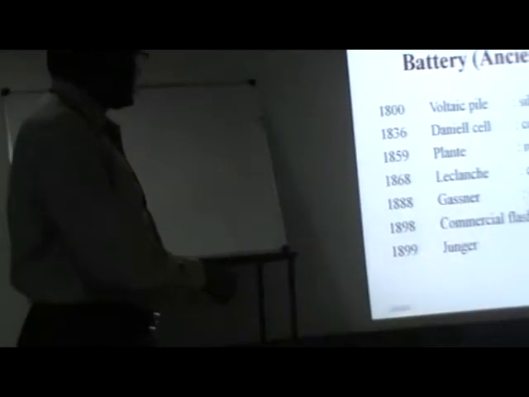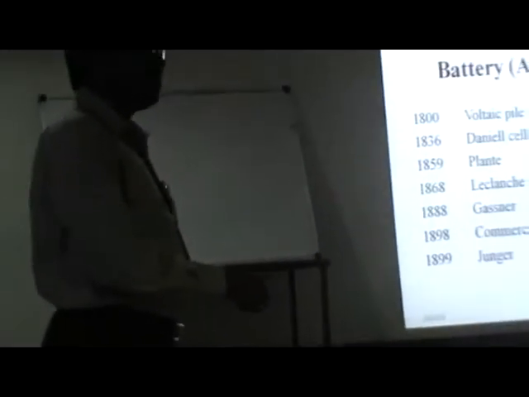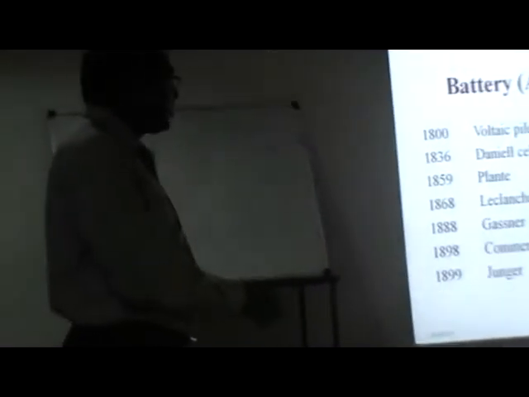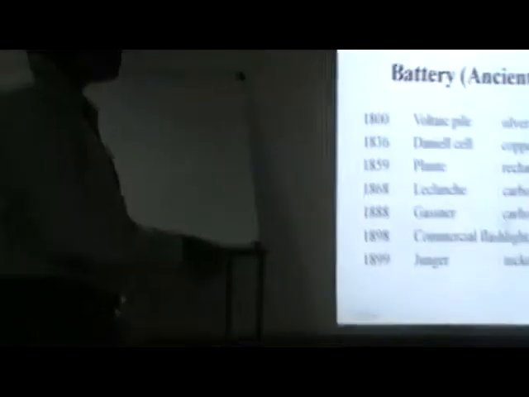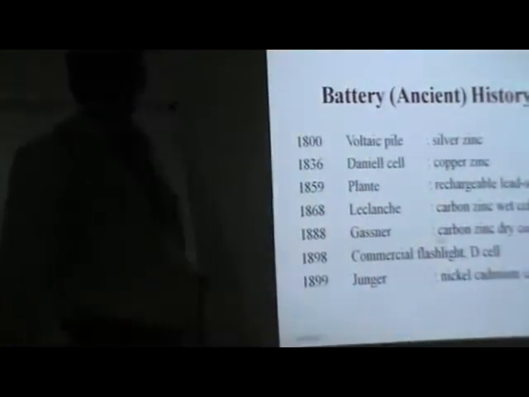Then go to 1899. This is the nickel cadmium cell. It is also one of the chemical batteries. Compared to the lead acid battery and other batteries, its efficiency is more, but the initial cost is also high for the nickel cadmium battery compared to all other batteries.